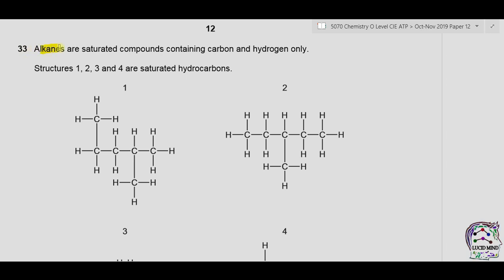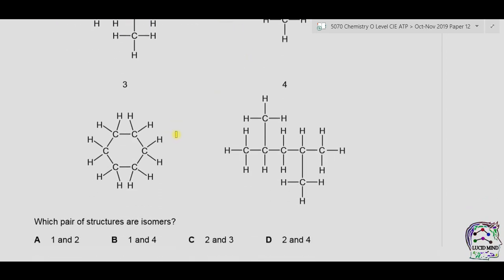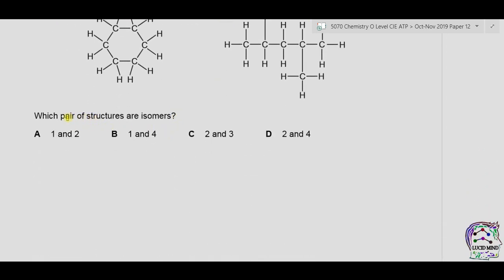Question 33. Alkanes are saturated compounds containing carbon and hydrogen only. Structures 1, 2, 3 and 4 are saturated hydrocarbons. This is first, this is second, then we have third and fourth. Which pair of structures are isomers? Now we know that isomers are those compounds that have the same molecular formula and different structures.